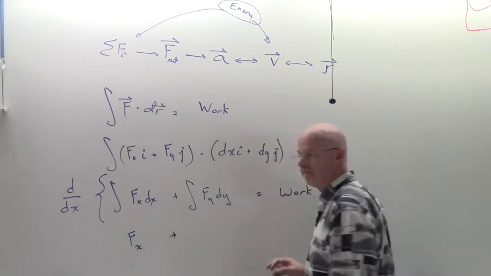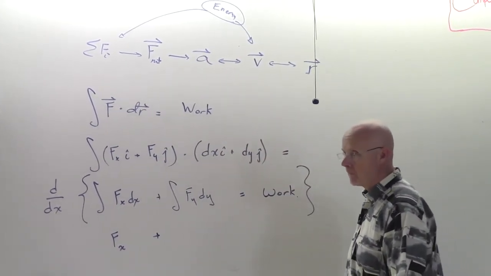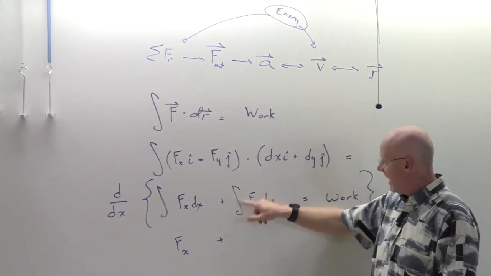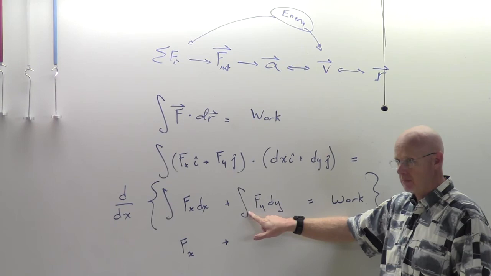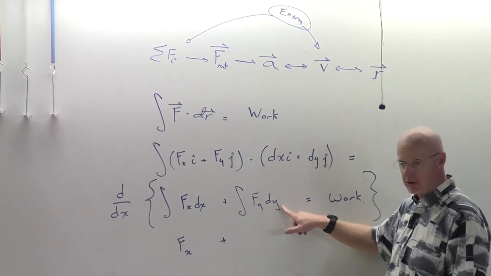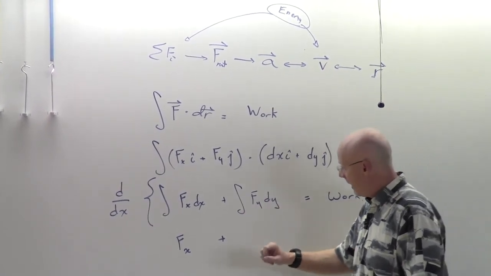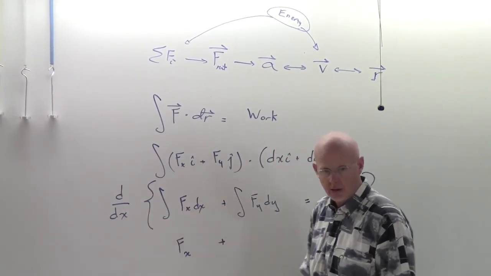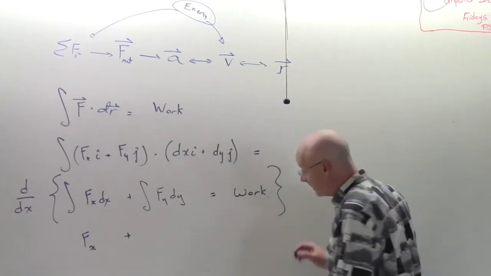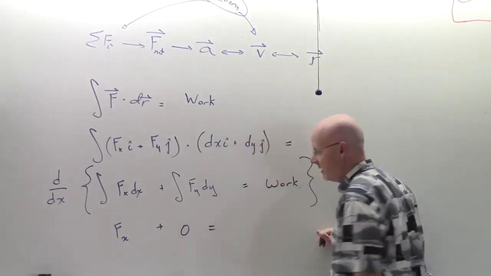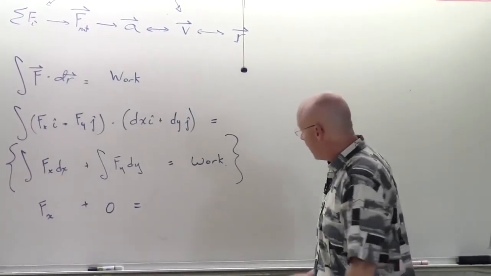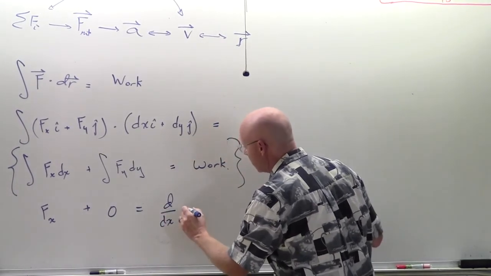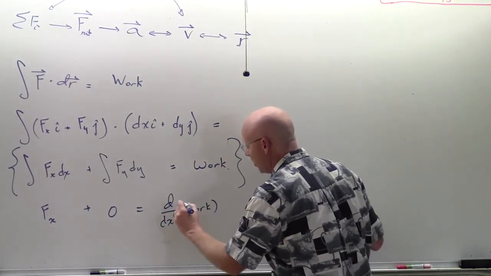Here's an interesting one. What does this really mean? This says add up as you move along the y direction. And this is asking, how does that vary along the x direction? 0. And I'd say it doesn't. It is 0. And of course, then I would have the derivative with respect to x of the work.